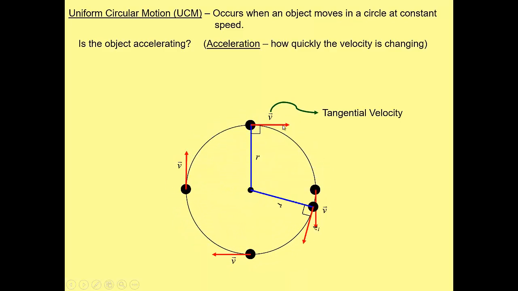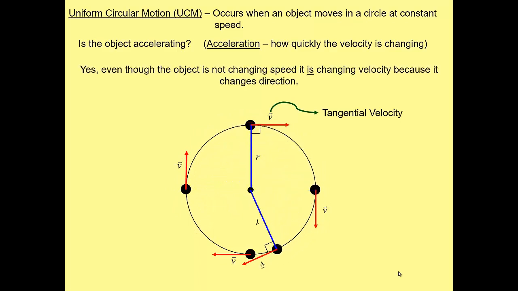This one's pointing to the right. This one's pointing down. This one's pointing to the left. This one's pointing up. This one is constantly changing direction. And so if it's constantly changing direction, it is constantly changing its velocity. And if it's changing its velocity, it is accelerating.